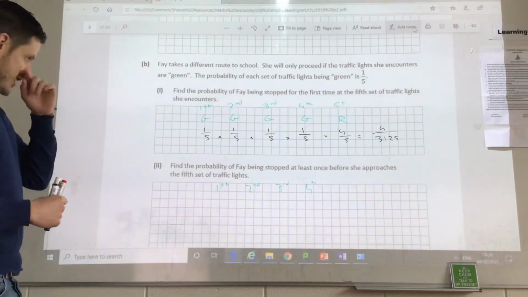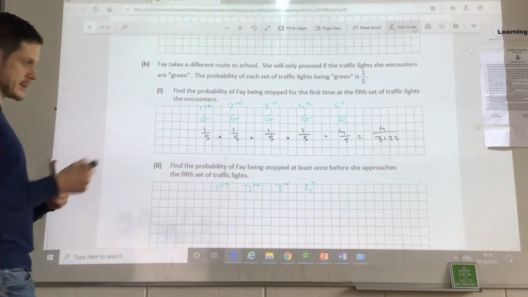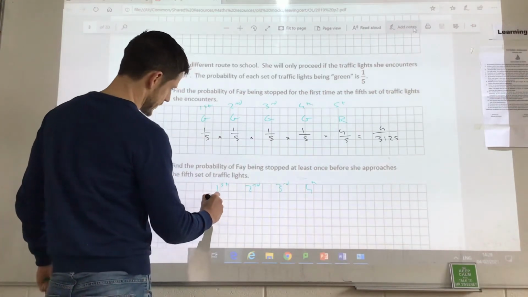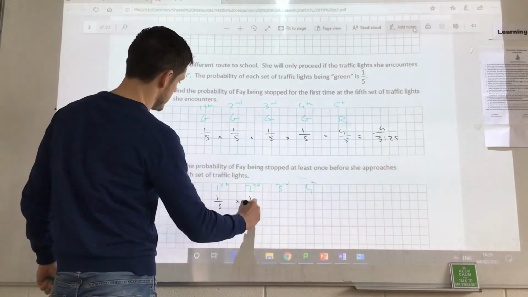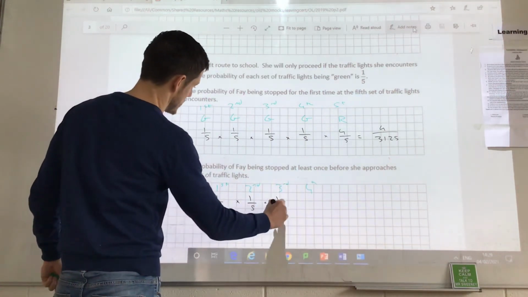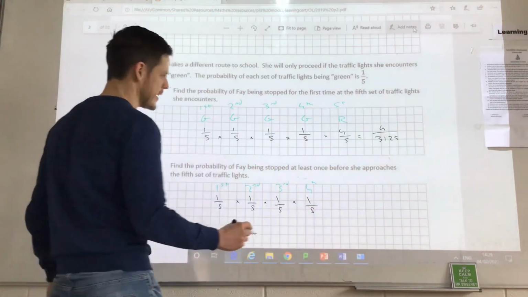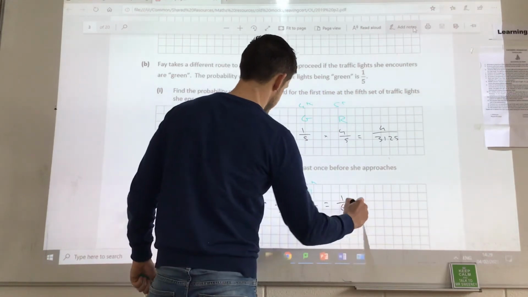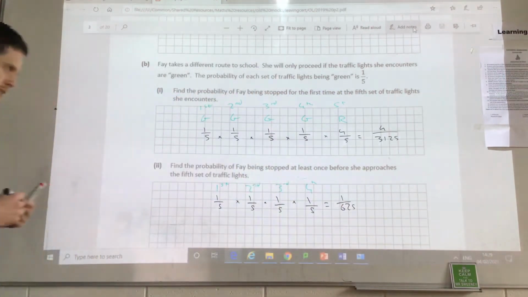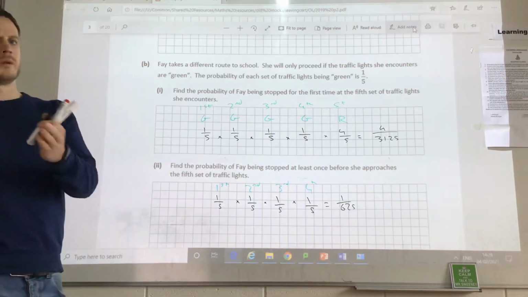I know the question says that she is being stopped, but let's work out the probability that she doesn't get stopped. And that would be 1 over 5, so it's green, times by 1 over 5, which is green again, times by 1 over 5, which is green again, times by 1 over 5, which is green again. And that would give me 1 over 625. So if she went through that 625 times, she would get 4 greens once. Now let's think about it.